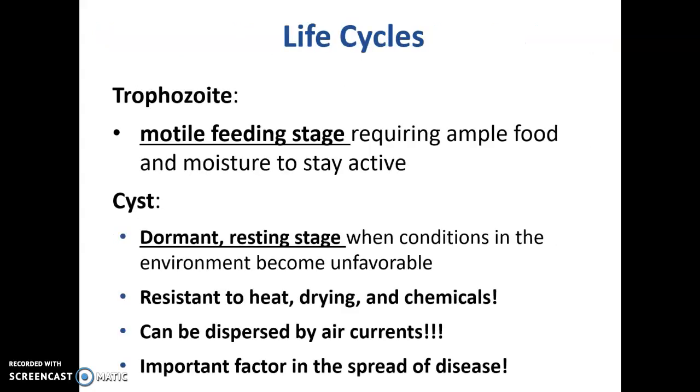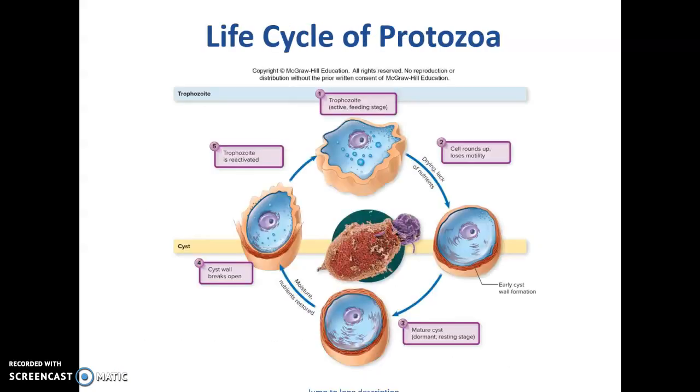So, the life cycles of the protozoa. We have the trophozoite, which is the motile feeding stage, requiring ample food and moisture to stay active. And then there's also the cyst, which is the dormant and resting stage. When the environment is unpleasant for the trophozoite, they will be in this cyst stage. This cyst is resistant to heat and drying and chemicals. The cyst can be dispersed by air currents, can be blown around to be spread, and the cyst is the important factor in the spread of disease when it comes to these protozoans.